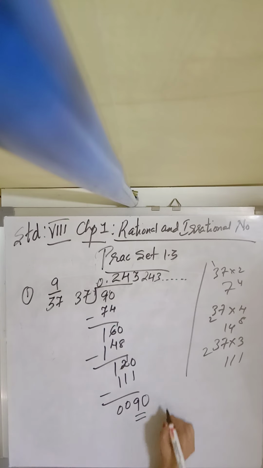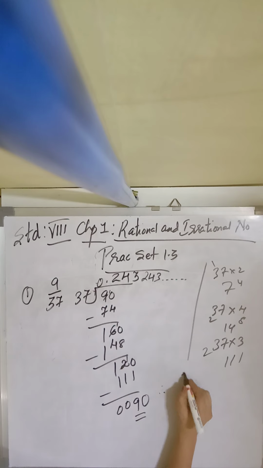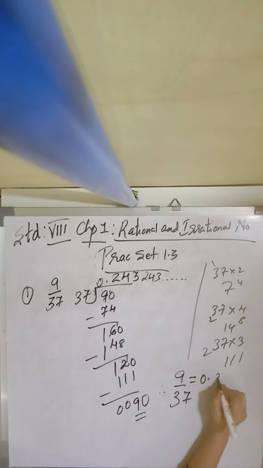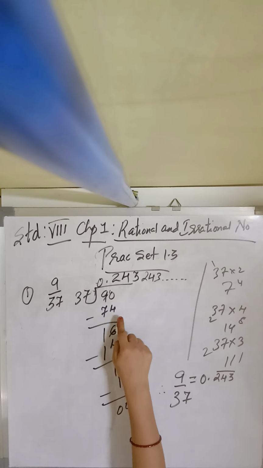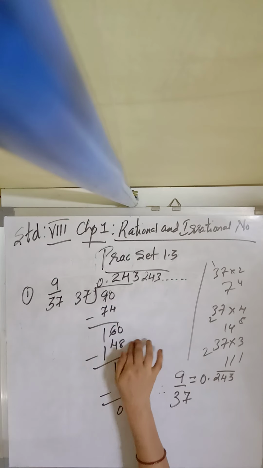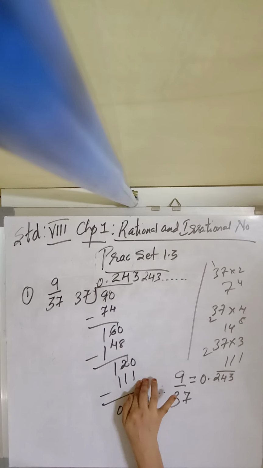Therefore you will write 9 upon 37 is equal to 0.243 recurring. So children, here your 3 numbers are recurring. Why? Because again it will start 90, then again you will take 2, then again it will be 4, and again it will be 3. Clear, children? If you want, you can divide once further and see.